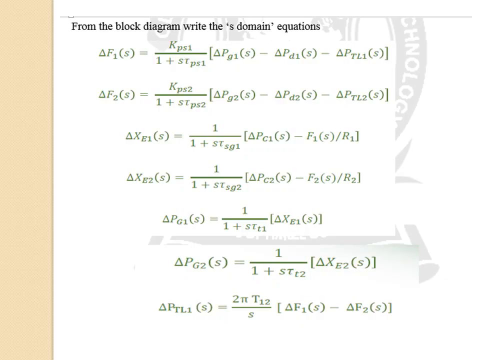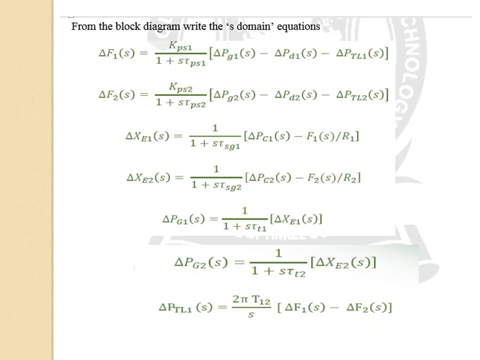In the block diagram, we can derive the following equations: del F1 of S equals Kps1 by 1 plus S Tps1, into del Pg1 of S minus del Pd1 of S minus del Ptl1 of S. Del F2 of S equals Kps2 by 1 plus S Tps2, into del Pg2 of S minus del Pd2 of S minus del Ptl2 of S.